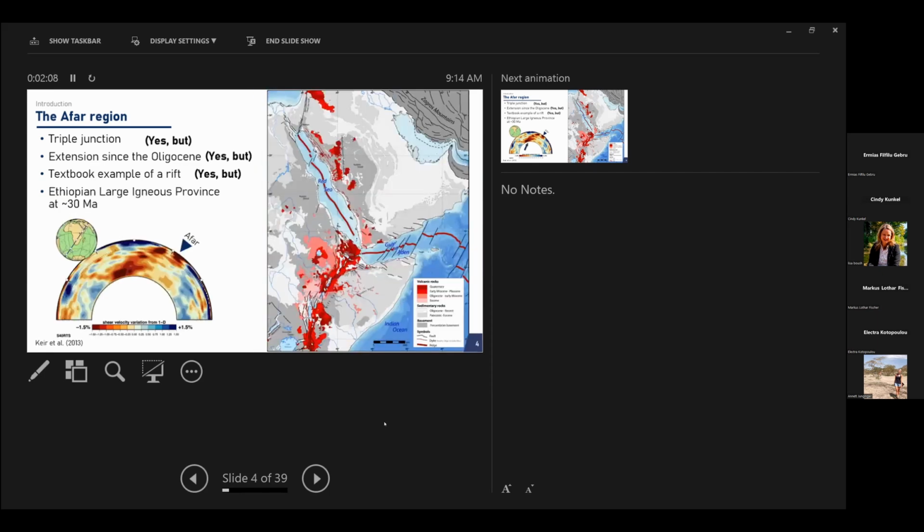The whole region experienced the eruption of the Ethiopian large igneous province approximately 30 million years ago, that is linked to the Afar hotspot and rooted in the African superplume at the core-mantle boundary here. And that led to the emplacement of a lot of volcanic material all around the region. This I won't discuss, because I'm not an expert in this.